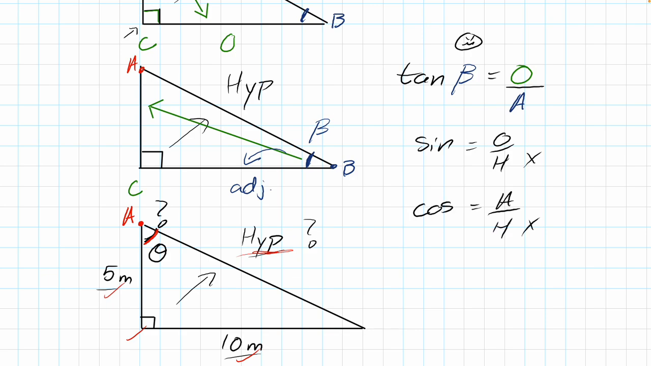I don't have the hypotenuse. So by default, we have 10. Hello, mister. And we're going to set it up. I'm going to write that a little nicer. Tan theta is equal to opposite over adjacent.